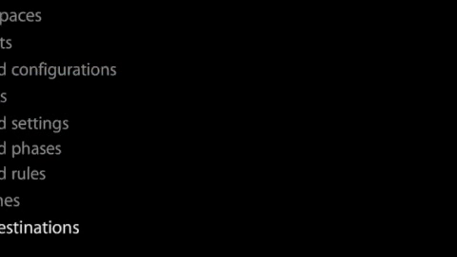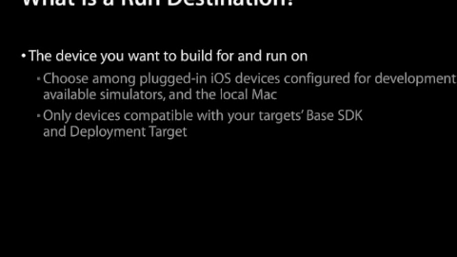That's scheme. Now, when you're performing a scheme action, you always have to tell Xcode where you want to perform it, and that where is the run destination. Run destination encompasses the device that you want to build for and run on. So we give you a choice among the plugged-in iOS devices configured for development, all your available simulators, and the local Mac, depending on what your product supports.